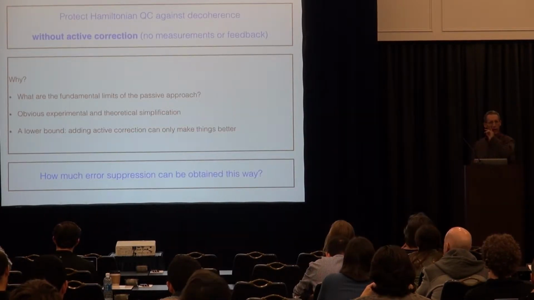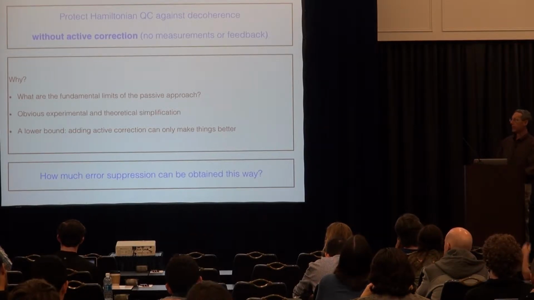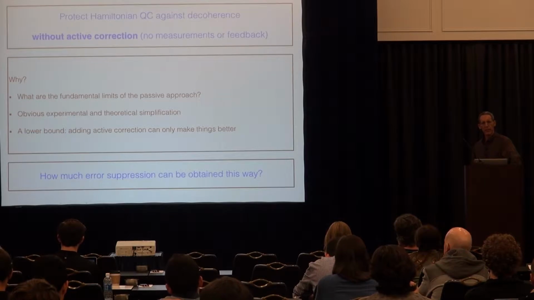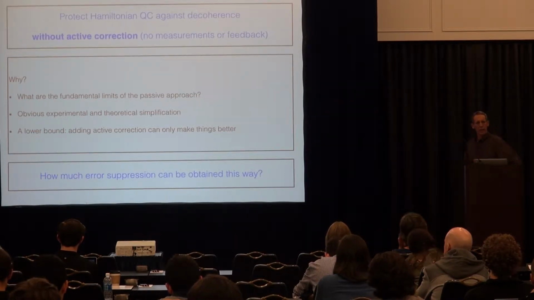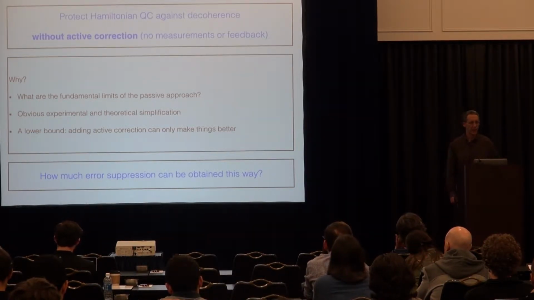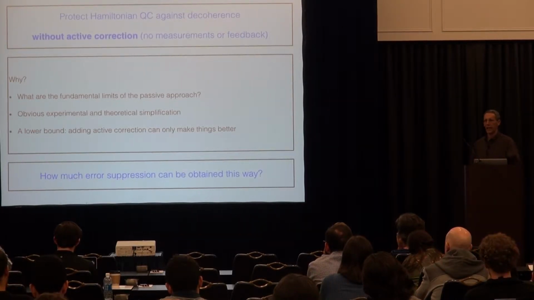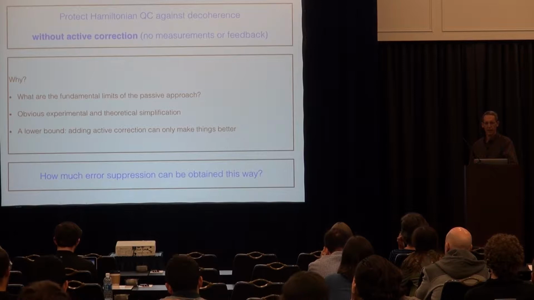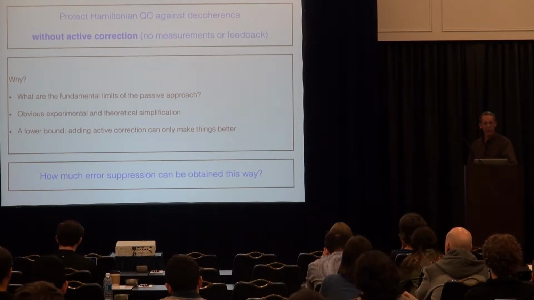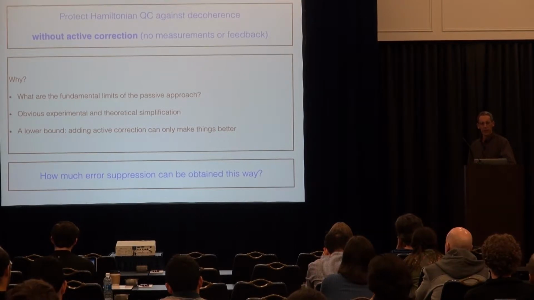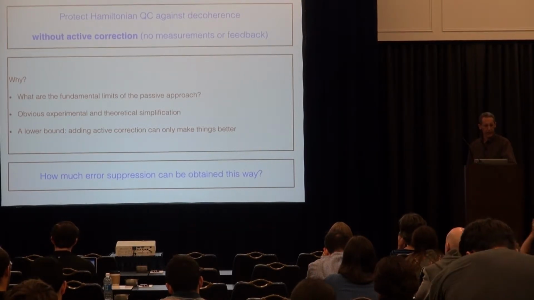So the goal of what I'd like to talk about today is how we can protect Hamiltonian quantum computation against decoherence. And I'd like to do that without invoking active error correction. So we're removing that ability from the scenario today in this talk. In other words, no measurements, no feedback, just passive error protection or error suppression.